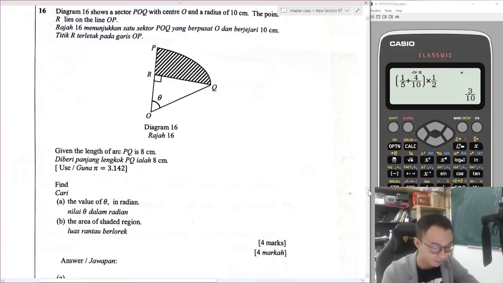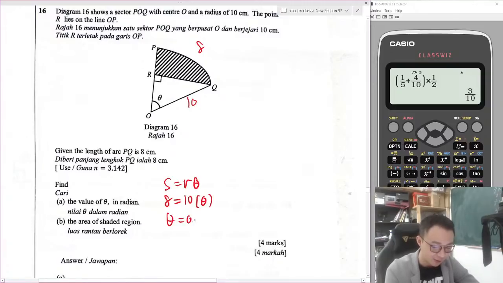Circular measure. We have a sector POQ. The radius is 10. The arc length PQ is 8. Nice, we have the arc length here, so we can find the radian, right? s equals r theta. Our s is 8, r is 10, so we can find theta.